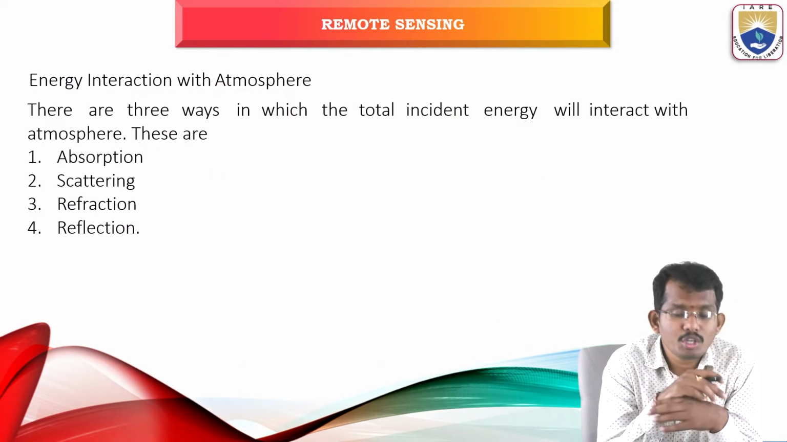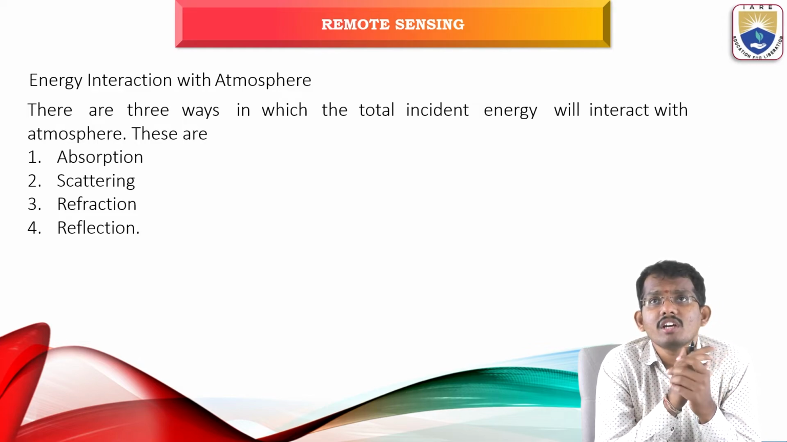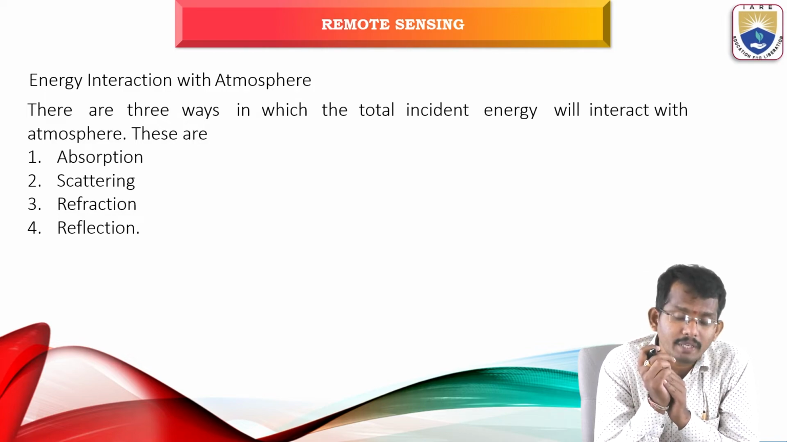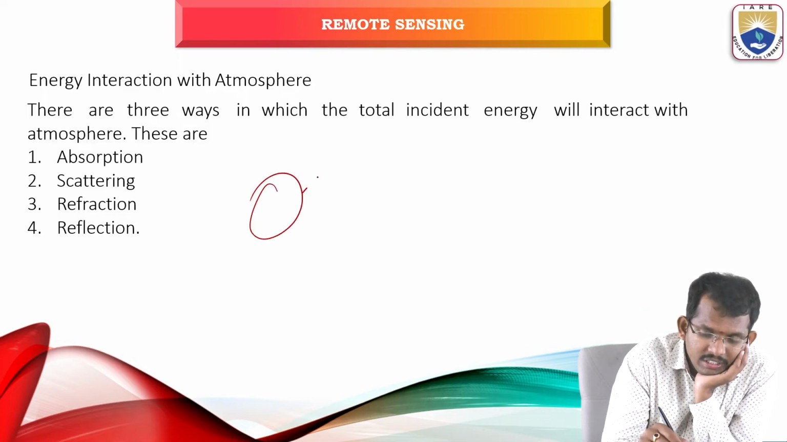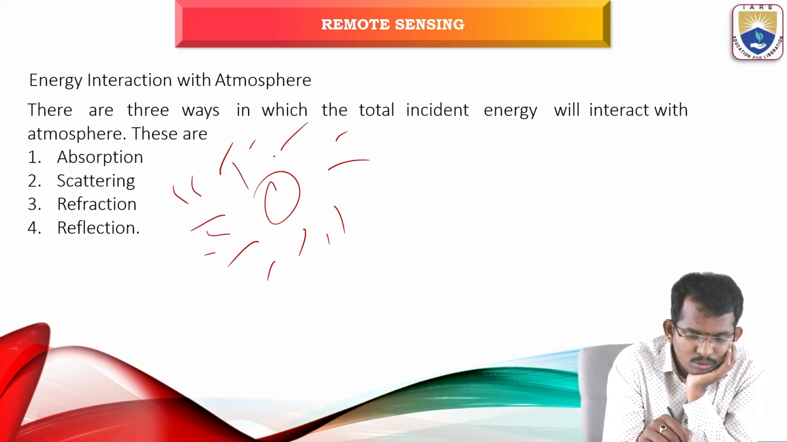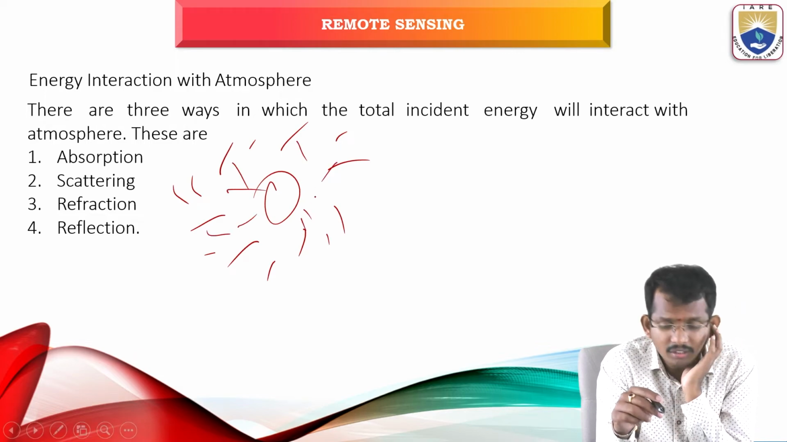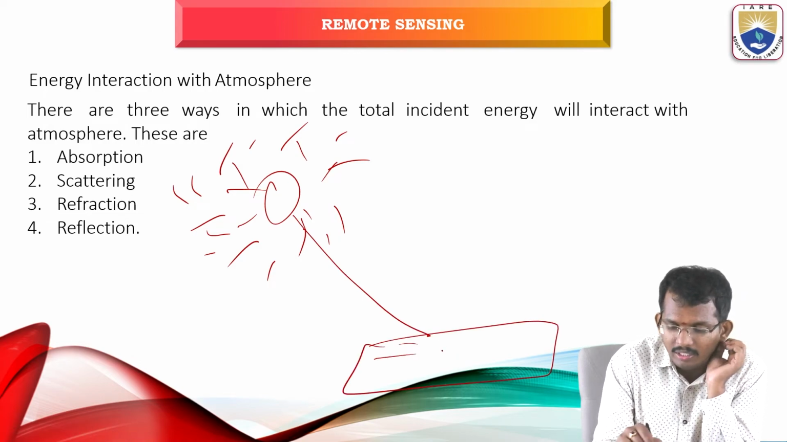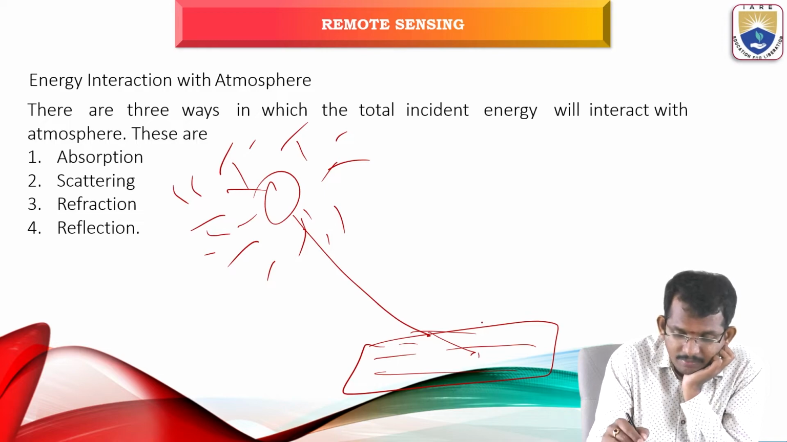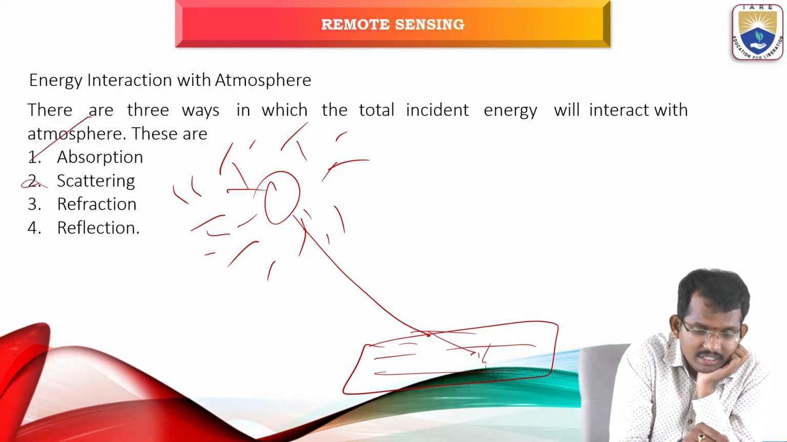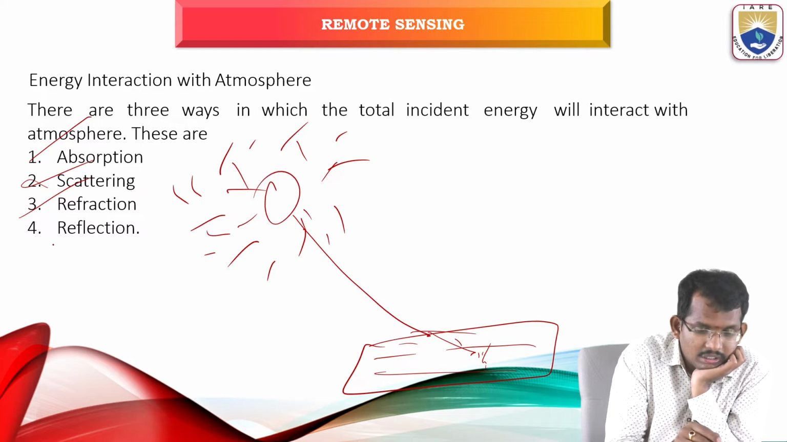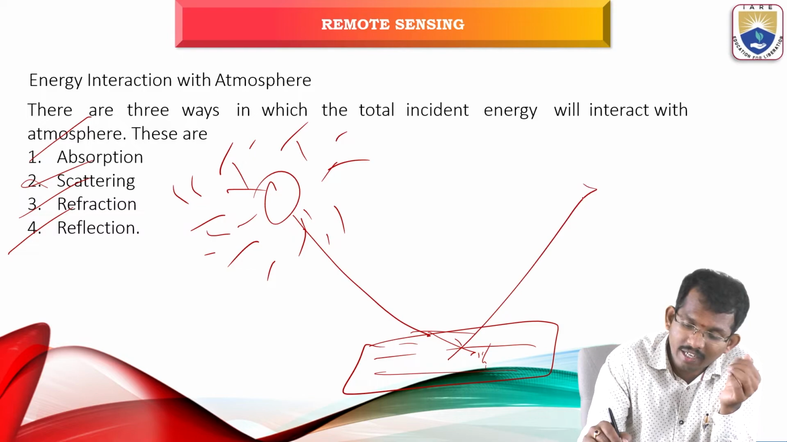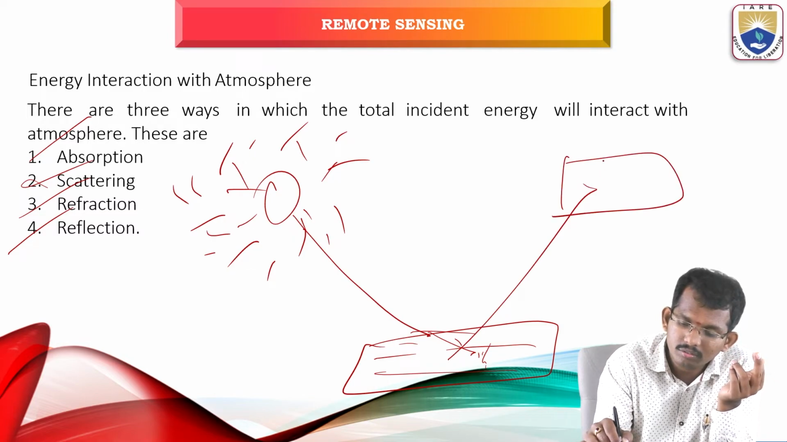Energy interaction with the atmosphere. There are three ways in which total incident energy will interact with the atmosphere. So here we have a source of energy, sunlight. The sun is my source of energy. This sunlight will send the energy to the target on the earth surface. The target, whatever it is, absorbs energy, scatters energy, reflects the energy, refracts the energy, and whatever is remaining is sent to the sensor in a satellite.